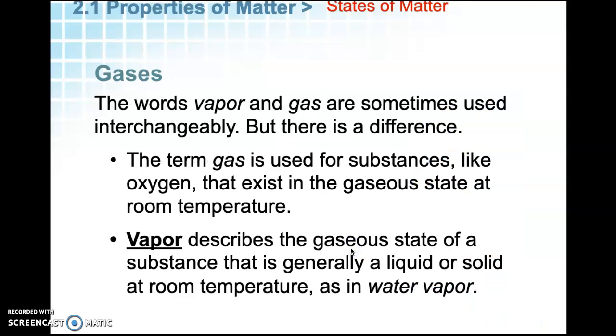Vapor and gas differences. Okay, gas is used for substances like oxygen that exist as a gas at room temperature. But vapors are when you have a liquid and you've got gas that comes up from it. So like when you're boiling water and you see steam. Steam is what we would call water vapor. So it's a liquid at room temperature, but then it will become a gas as it heats.